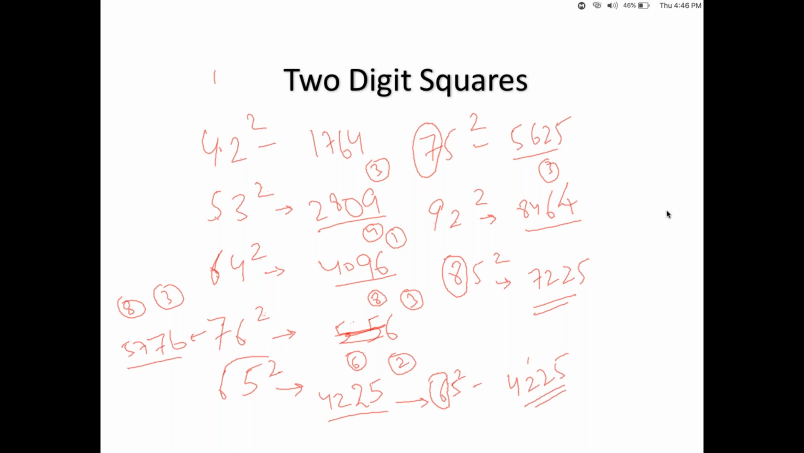Okay. So numbers that end with 5, let me do it again. For example, let me take 75 square. Just write 25 for them at the end, and this digit 7 into its next number. What is the number next to 7? That's 8. So 7 into 8 is 56. You can directly write 56 here.